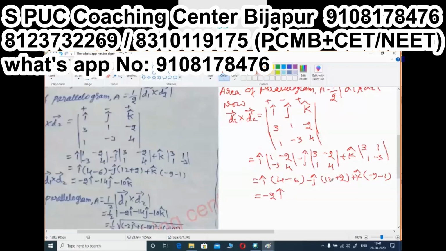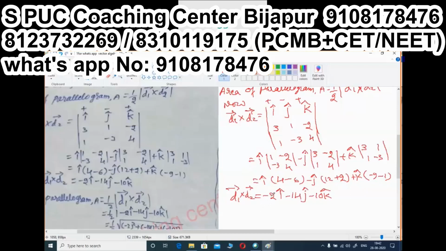Next here, 12 plus 2, that is 14, minus 14 j cap. Okay, next, minus 5 minus 10, that is minus 10 k cap. This is the required d1 cross d2 vector.